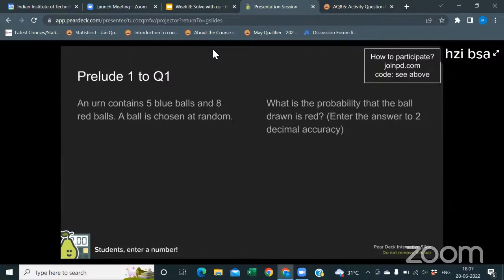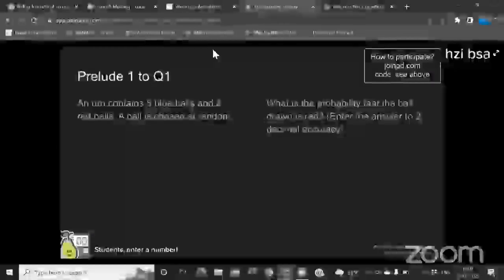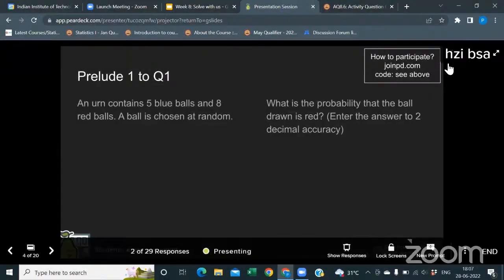Now I think 2 to 3 minutes will be more than enough. Please solve it and enter your answer up to 2 decimal accuracy. People who have not joined the Peardeck till now, kindly enter joinpd.com on your browser, and after that enter the top right corner code HZIBSA, and you will see this slide. There should be 34 responses in this slide. The rest of the people who have not joined, kindly join. I hope you are familiar with how to join.